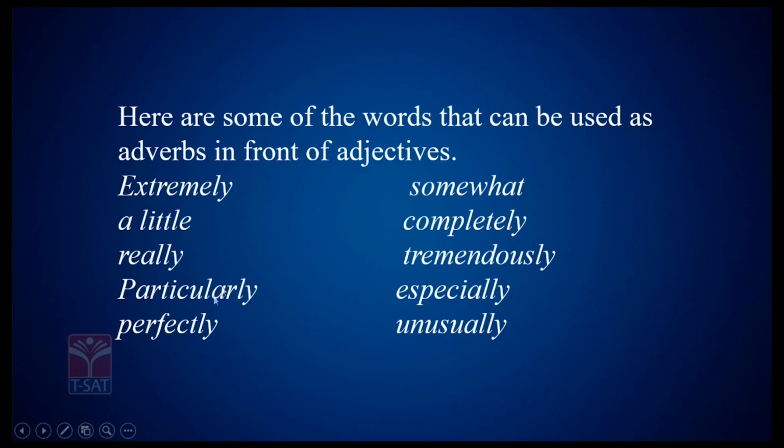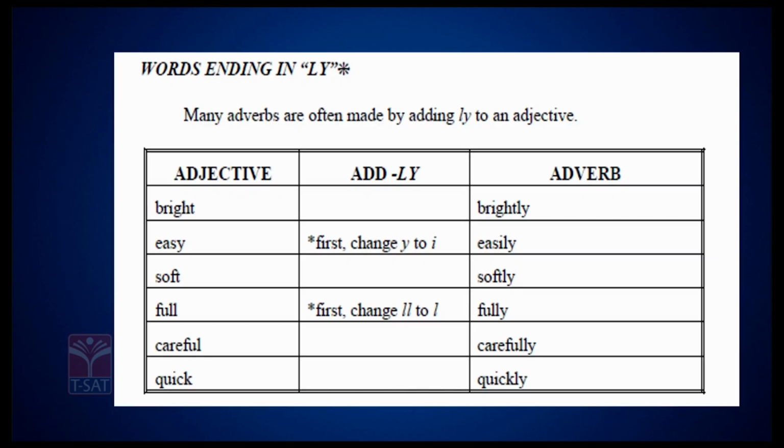Look at this table. Here are some of the words that can be used as adverbs in front of adjectives. Extremely, somewhat, a little, completely, really, tremendously, particularly, especially, perfectly, unusually, right. So, these are some of the adverbs which you can make use of in front of the adjectives, right. You can see how an adjective is going to change as an adverb.